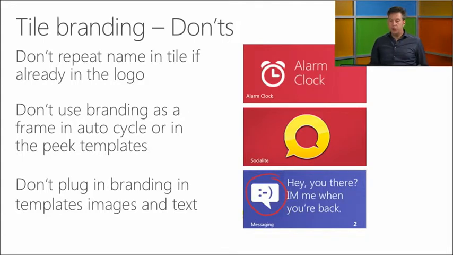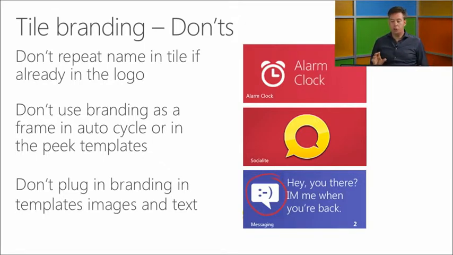Now what you shouldn't do, for instance, in the top one, you see there's the alarm clock app, and also in the name it says alarm clock. So there's double information on this tile. So the name is not really necessary, or the icon should be changed. There's a way to do that in the app manifest to indicate if you want to have the name there or not, or on which tiles.